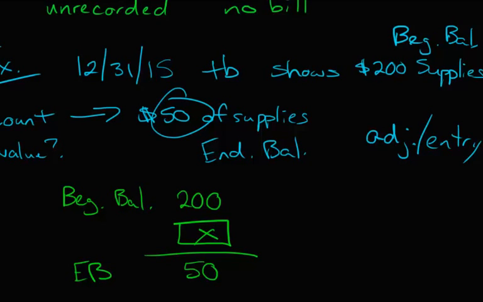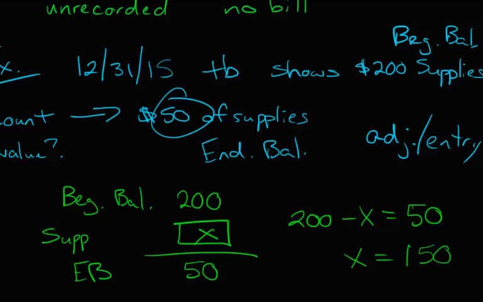Okay, so 200 minus X, if we set this up as an algebra problem, equals 50. We solve and we see that X is 150, right? So basically, we had supplies expense. We used up supplies in the amount of $150. So we started with $200 of supplies, we used up 150 of them, and that leaves us with 50. Now, does that make sense? Yeah, sure, that makes sense.